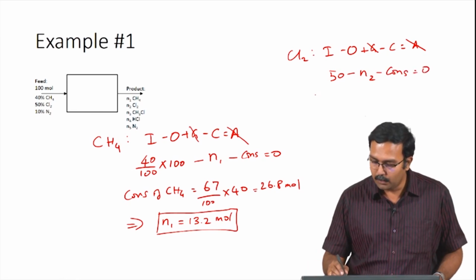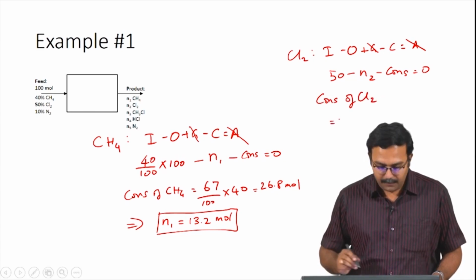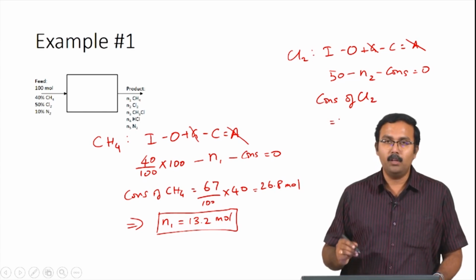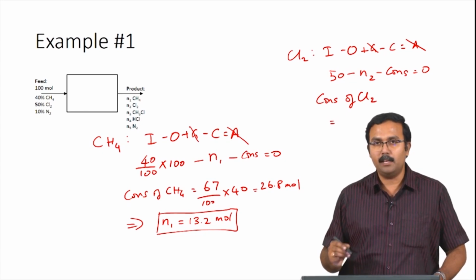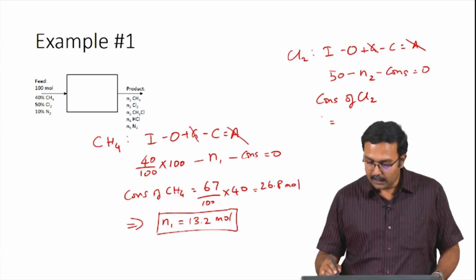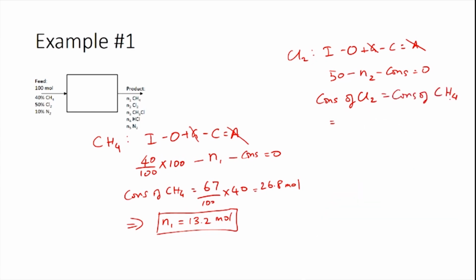So, what is the consumption of chlorine? That needs to be calculated. We know that for every mole of methane consumed, 1 mole of chlorine would have also been consumed. That is based on the stoichiometric ratio of methane and chlorine in the reaction. So, this means consumption of chlorine would be equal to consumption of methane, thereby giving you a value of 26.8 moles of chlorine being consumed. So, substituting it back into this equation, we will get N2 as 50 minus 26.8, giving you 23.2 moles.